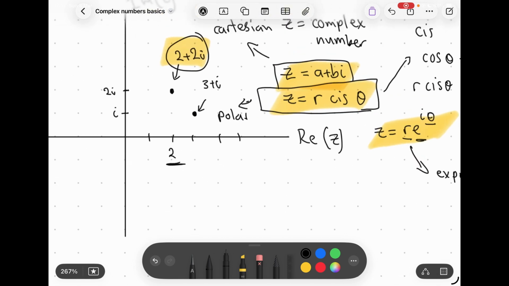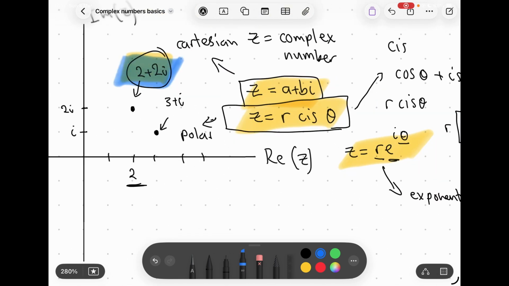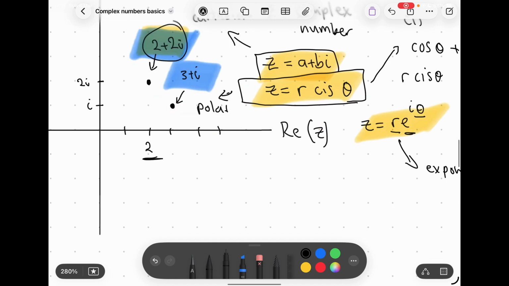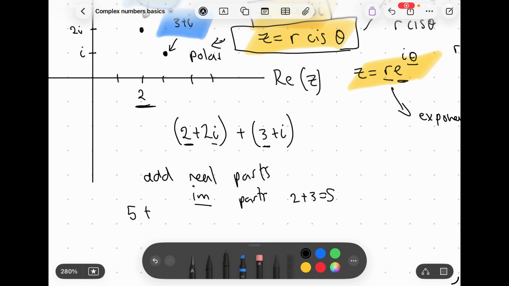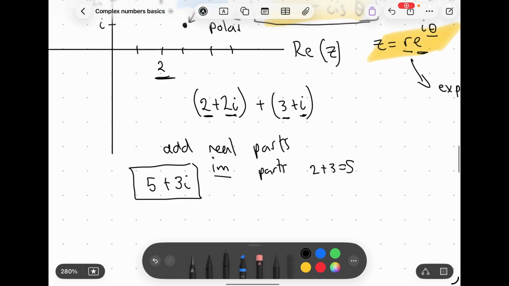So let's say we want to add this one with this one. Let's see if we can figure that out. 2 plus 2i, I'm going to put it in brackets, plus 3 plus i. Now what we're going to do is we're just going to add the real parts. So this is our first real part and that's our second real part. So 2 plus 3 equals 5. So we're going to have 5 plus, and then we're going to add imaginary parts. We're going to denote that as im parts. We're going to do 2i plus i, which is going to give us 3i. So there we go. That there is how we add them.